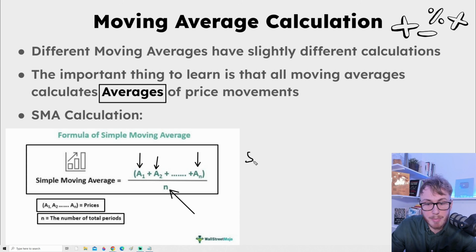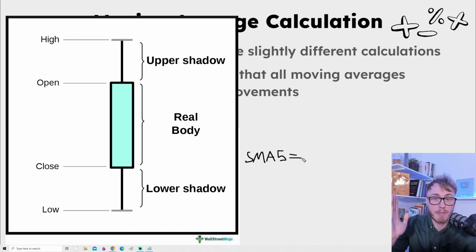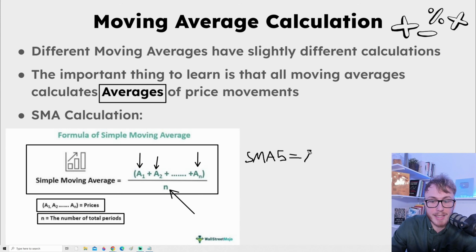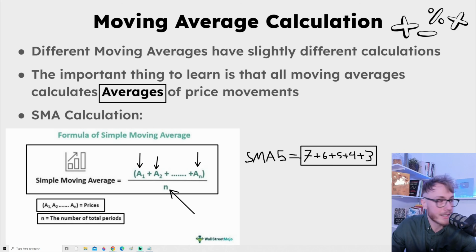So to make this very simple, let's just say that we have a simple moving average with a length of 5. So to calculate this, we need to add up the 5 most recent closing prices. And to make this very simple, let's say that the most recent price was 7. So the price closed at 7, for example, today. And before that, it was 6. Before that, 5. Before that, 4. And before that, 3. So these are the closing prices of the last 5 days.